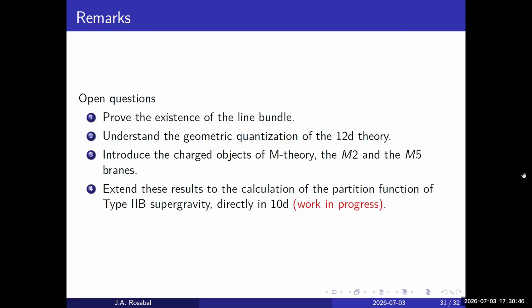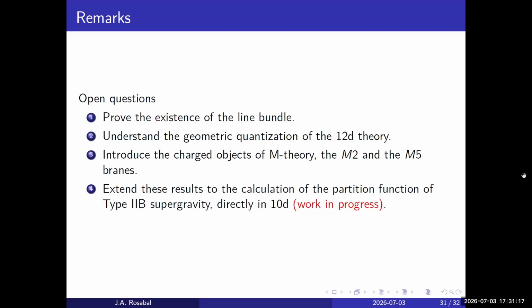And one more thing is to introduce the M2 and M5 branes, because I did this calculation only without these objects, and the original motivation is to compute the expectation value of these two objects. So we need to do this. It's very difficult, but we know how to do it. This is work in progress.